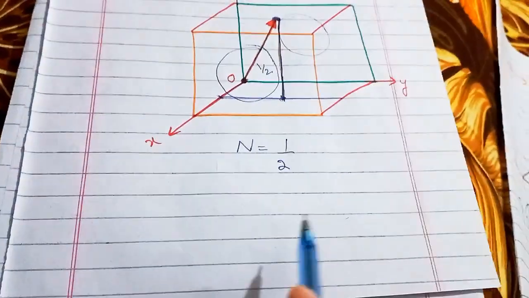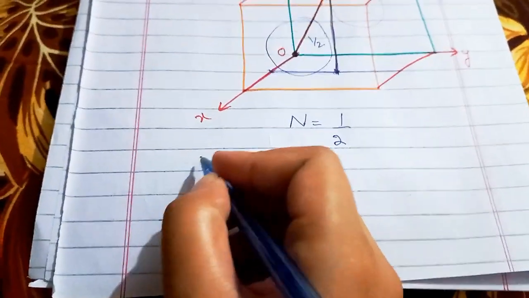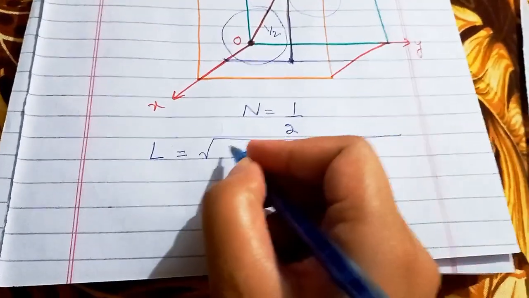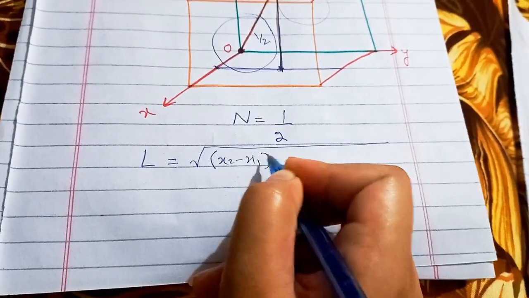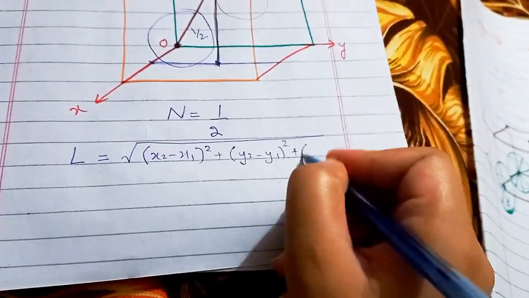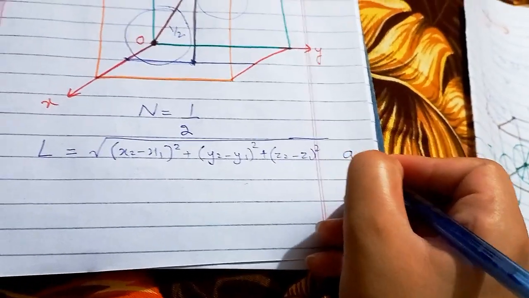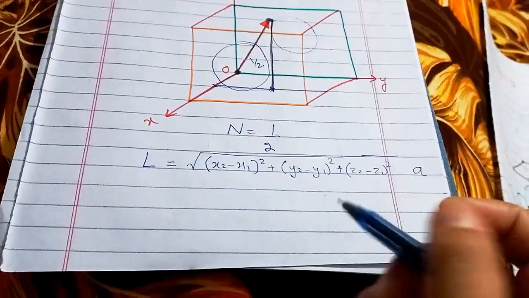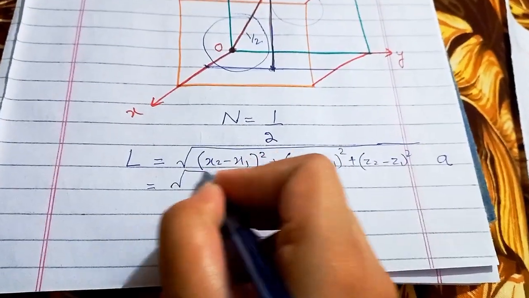So in the distance formula, we should know the head coordinates and the tail coordinates, which we already know. The length of the line L is equal to the square root of (x2 minus x1) - these are head coordinates minus tail coordinates in the x direction - plus (y2 minus y1) squared plus (z2 minus z1) whole squared, and this whole thing is multiplied by a, which is the lattice parameter. We have to multiply by a because these are lengths in terms of the lattice parameter, so a will be multiplied outside of the square root.